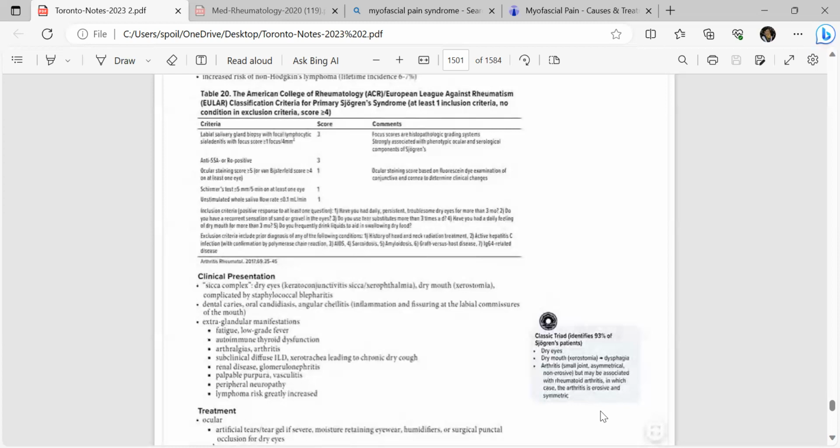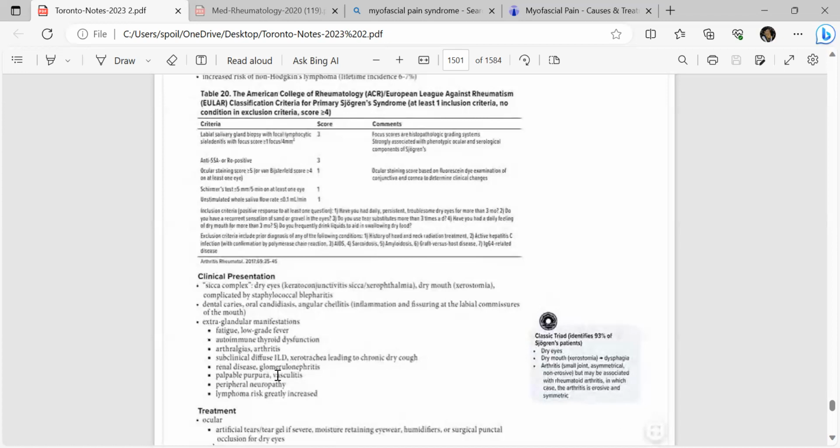Yeah, these are the common conditions: the blepharitis, infection of the eye, then again the dental caries, oral candidiasis, angular cheilitis, inflammation at the corners, at the labial commissures of the mouth. Okay, so these are very common presentations. The extraglandular manifestations will be fatigue, low-grade fever, thyroid dysfunction, arthritis. We just read here. Okay, arthritis will be present. Okay, dry cough will be there. Chronic dry cough will be there.